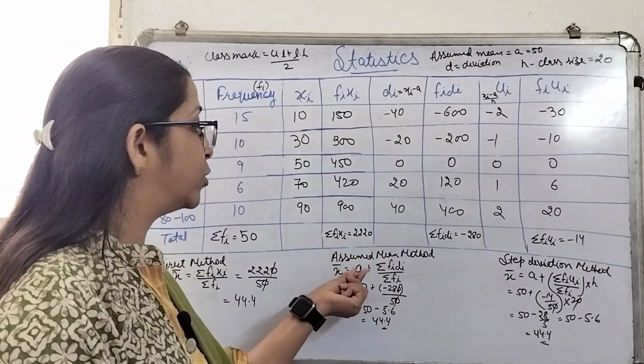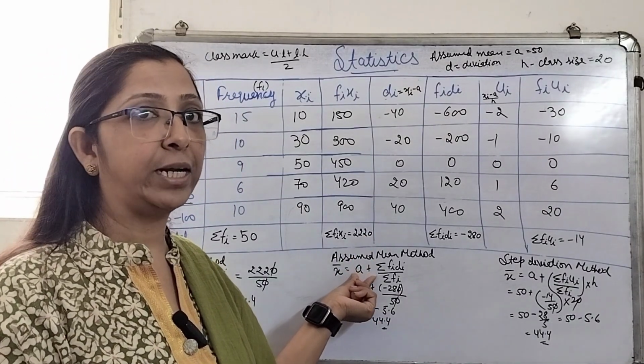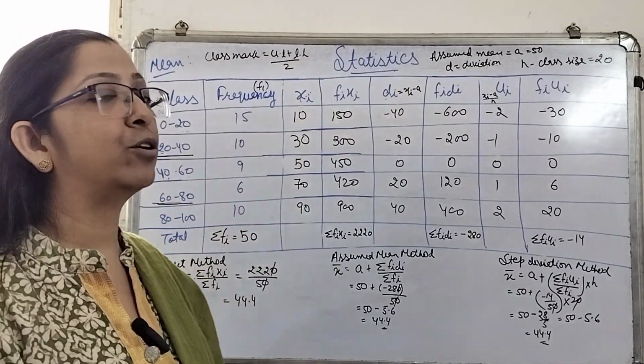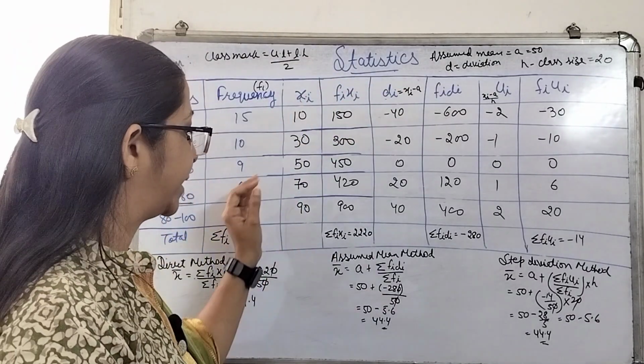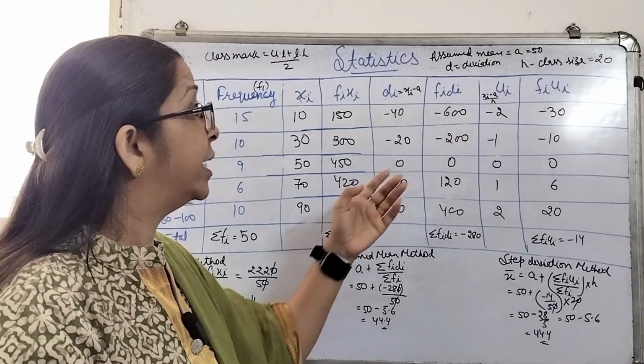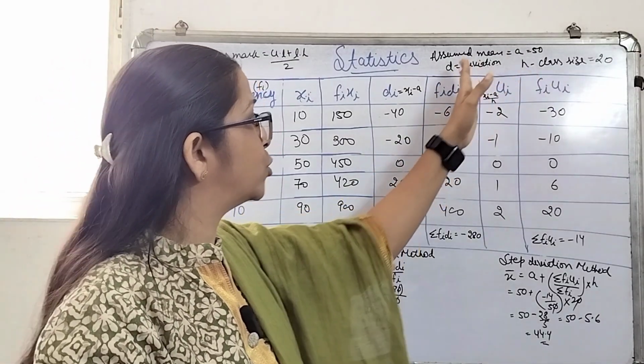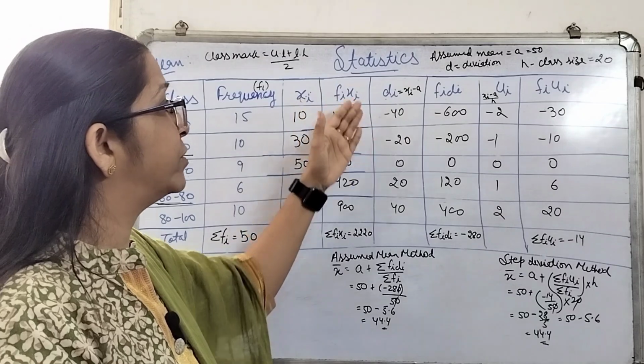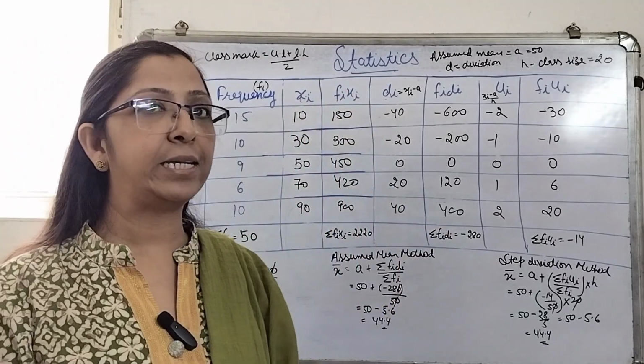It does not depend upon the value of a, whatever we are selecting. We can take any number out of this as our a. Whatever number we select, we will get the same answer. It is not even compulsory to take h as 20. We can take any factor of all these numbers, any number which divides all of them.